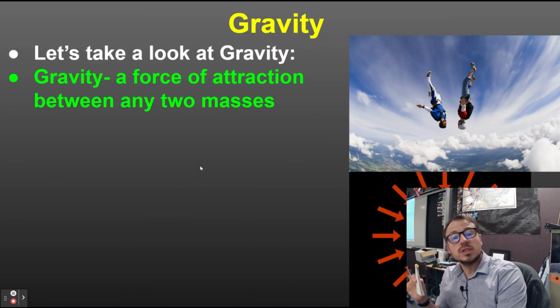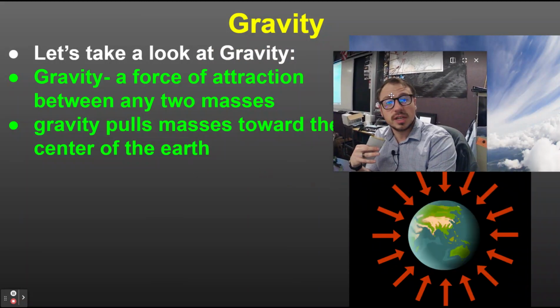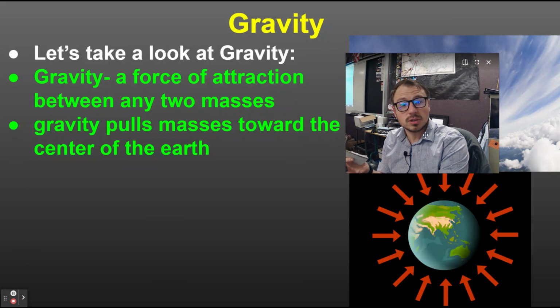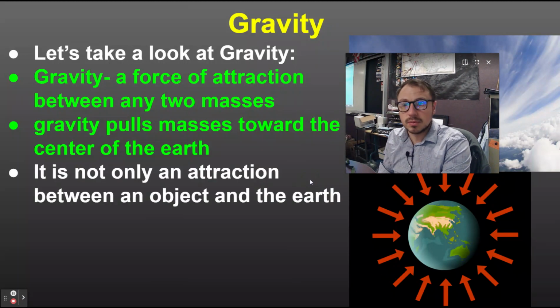Gravity is a force of attraction between any two masses. Gravity pulls masses towards the center of the Earth. That's why it's a vector quantity, because it is a force. The direction just happens to always be down no matter where you're standing.